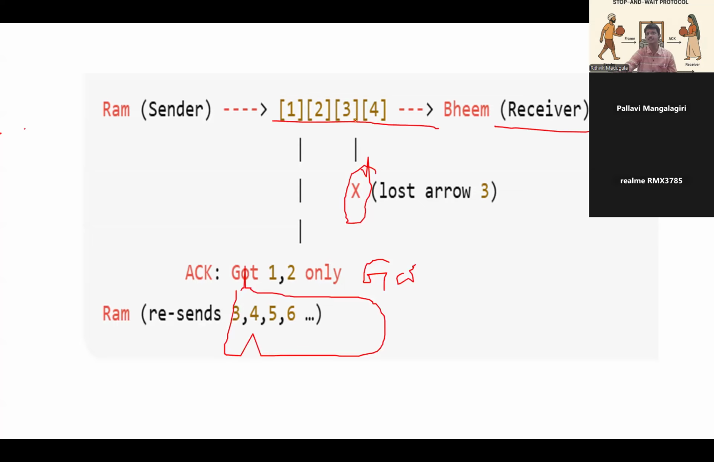If there is a loss in the fourth packet, Beam acknowledges Ram that the fourth packet got lost. So now Ram needs to send only the fourth packet. So this is the selective repeat protocol. So we have two strategies. One is go back N and another one is selective repeat.